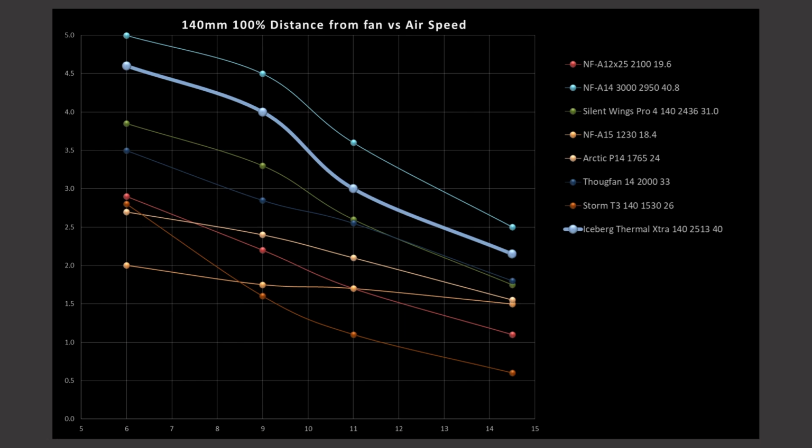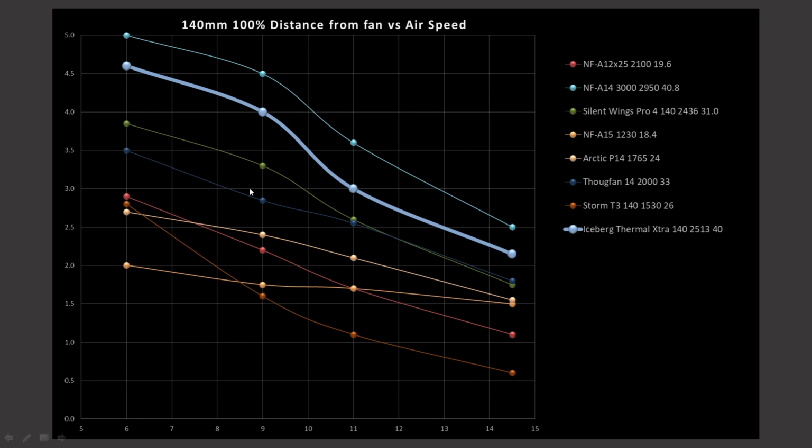Well, brute force always wins. And here we see the IceGale Extra just spinning at 2,500 RPM, 40 decibels of noise, and it's kicking some serious butt. The only other fans that beat it are the 3,000 RPM NFA14 at also 40 decibels, and a close contender is the Silent Wings 4 Pro 140 spinning at 2,400 RPM, producing 31 decibels of noise. So it is much quieter for the same RPM, but you are also not getting the same amount of air.